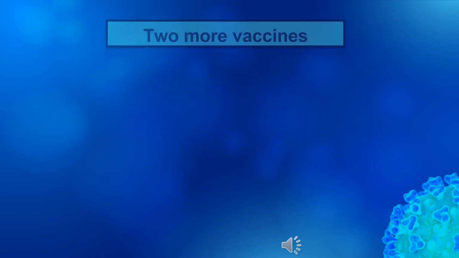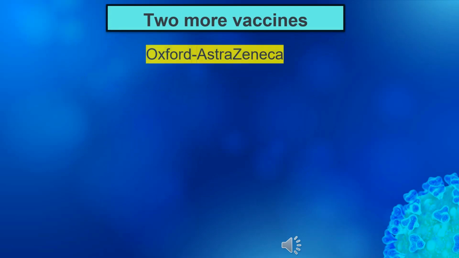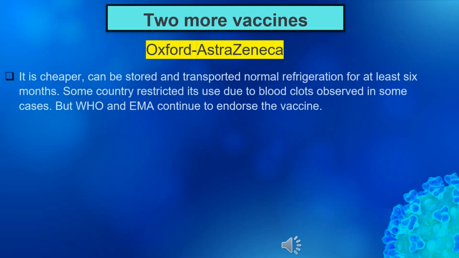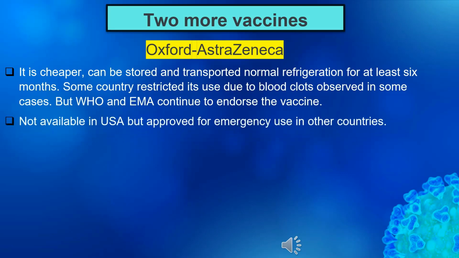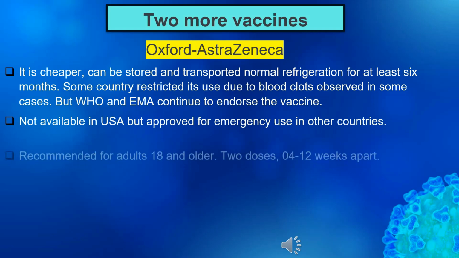Two more vaccines are: 1. Oxford AstraZeneca. It is cheaper, and can be stored and transported at normal refrigeration for at least 6 months. Some countries restricted its use due to blood clots observed in some cases. But WHO and EMA continue to endorse the vaccine. Not available in USA but approved for emergency use in other countries.